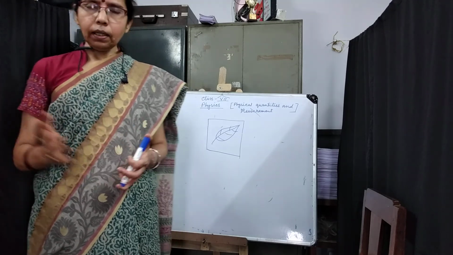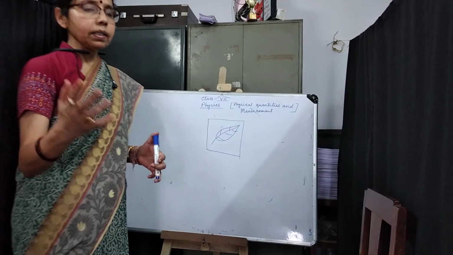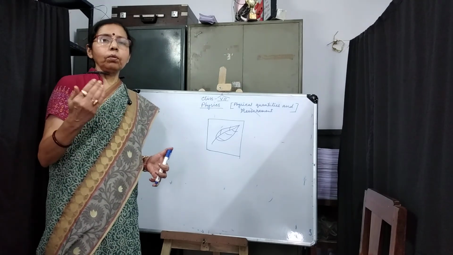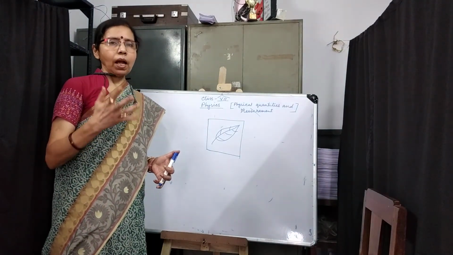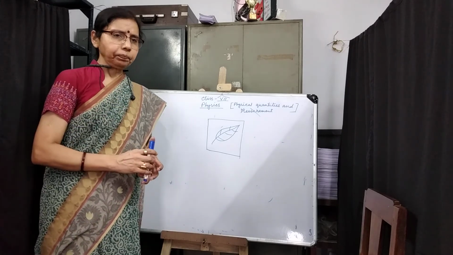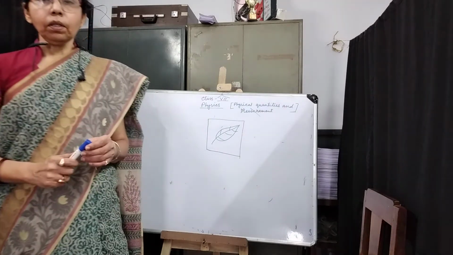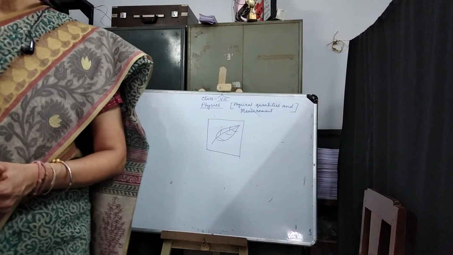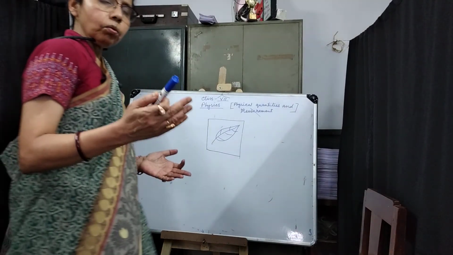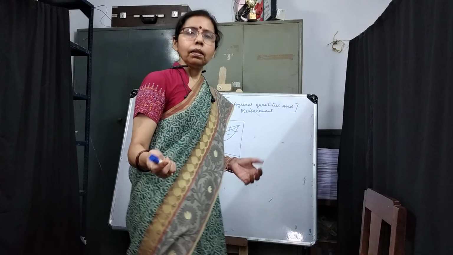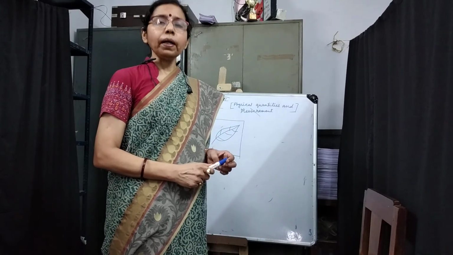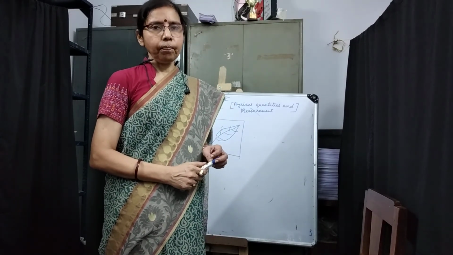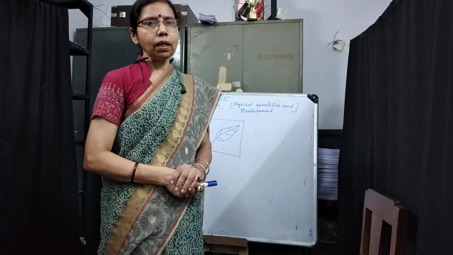Just try it at home. It is given in the book. Do the activity with the help of any leaf. Draw it and find out the area of that leaf. These are activities you can do at home.